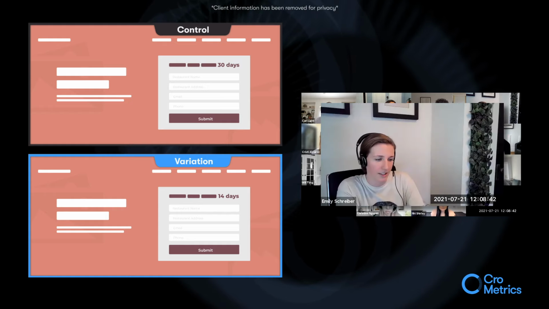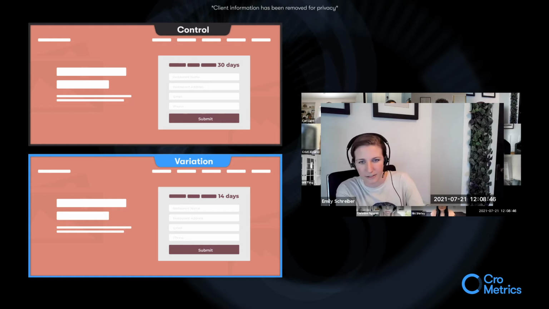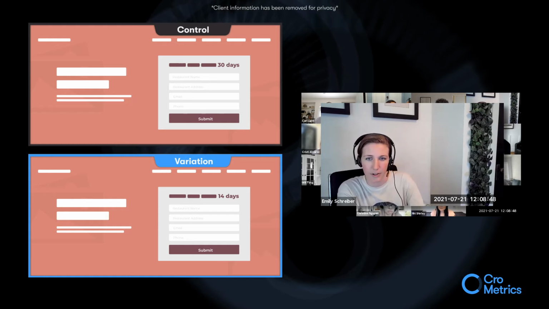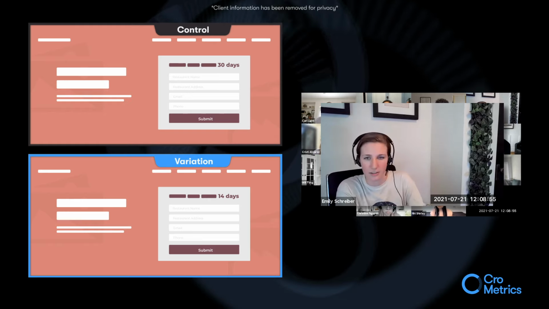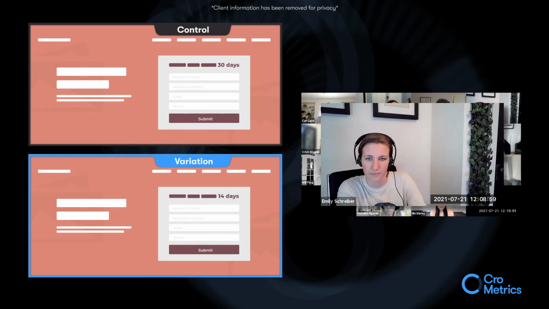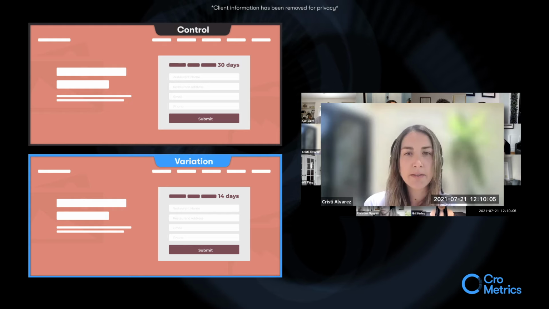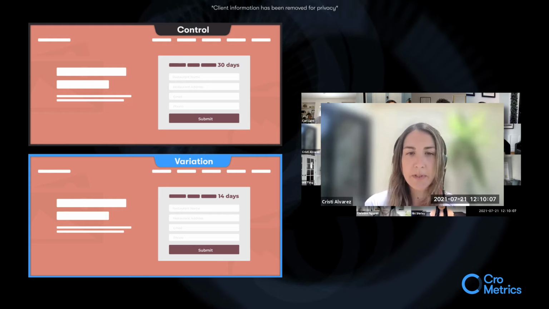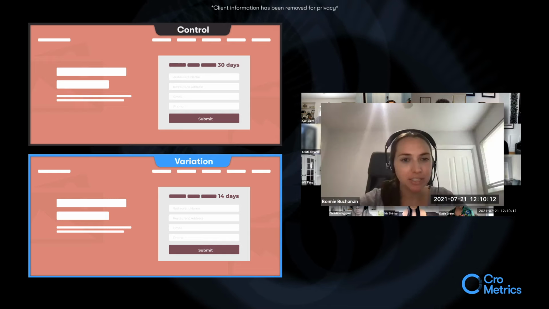Yep. It just went down from a month to 2 weeks, which is still a decent amount of time for a company to try something out. So we wanted to see, does bringing it down to 2 weeks, is that still enough of an incentive to try this out? Anyone have any other questions, or does anyone have any insights into which variation they believe won and why?